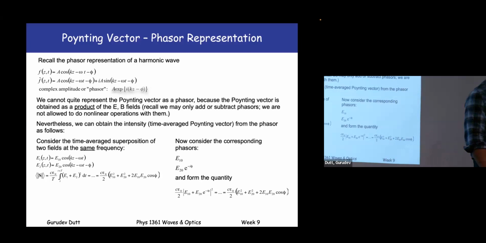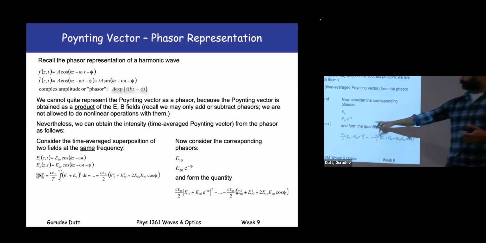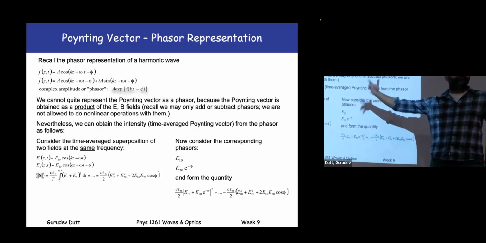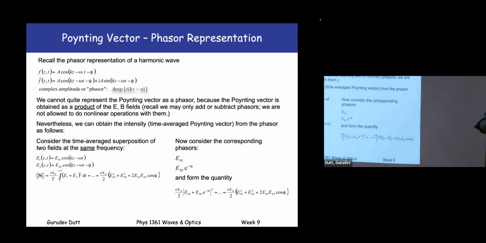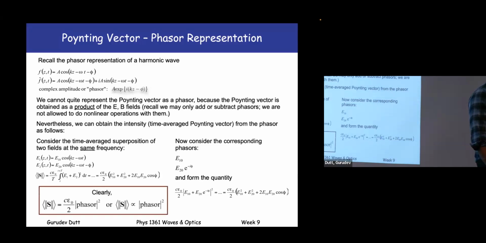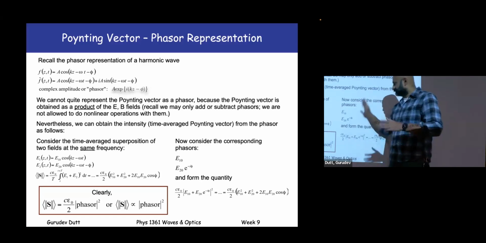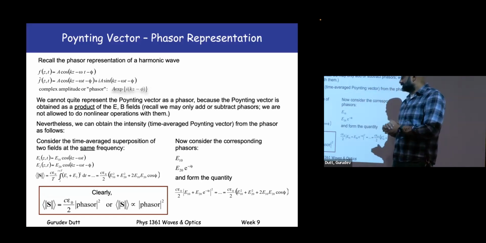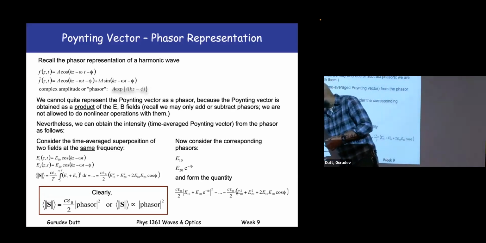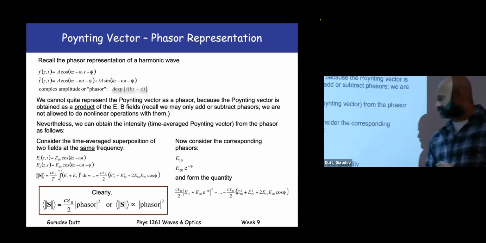Okay. All right. And this is, of course, I've done it for two waves. You can prove it for an arbitrary number of waves by induction, or arbitrary phasor. So the final result, which is all you have to remember, even if you didn't follow all the math, is that the time average intensity is c epsilon naught over 2 times the magnitude of the phasor squared.